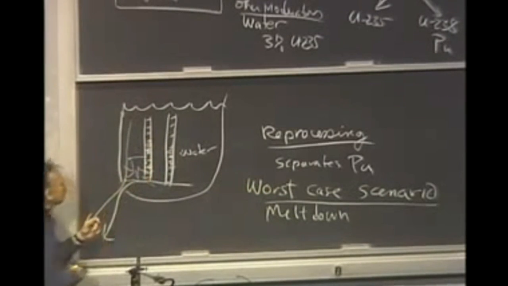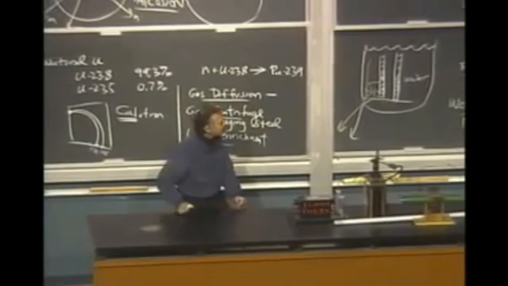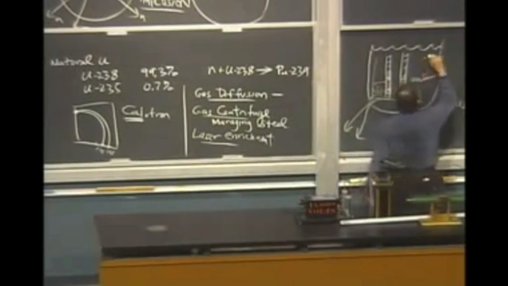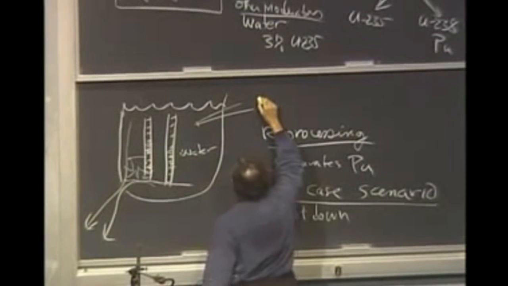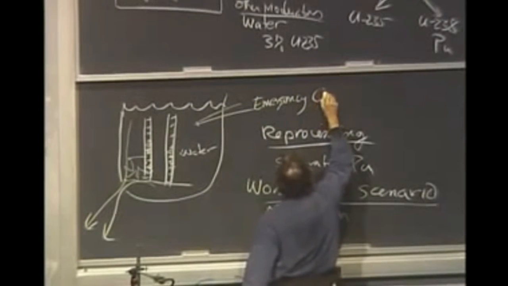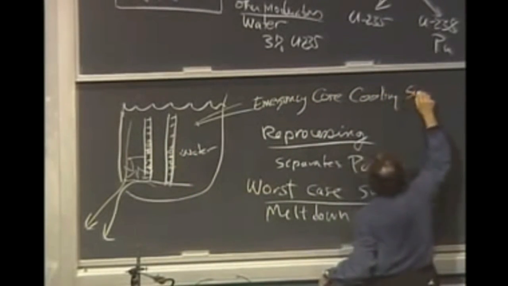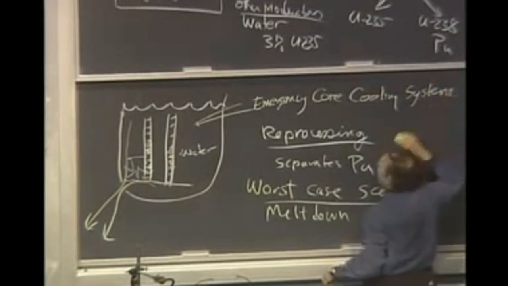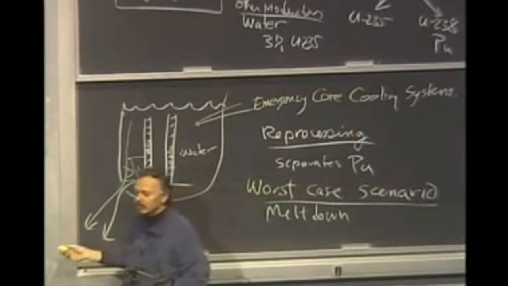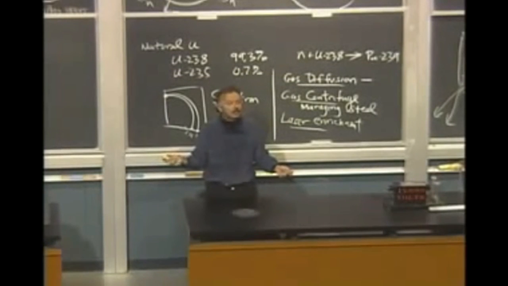So what happens when the water is all gone? You're left with the fuel. The fuel gets hot. It might melt. So they put in a very carefully designed emergency core cooling system. This is called the core cooling system, and that cools it off, so there's no problem. Well, if there's no problem, then this is not the worst case scenario. So therefore, let's assume the emergency core cooling system fails.